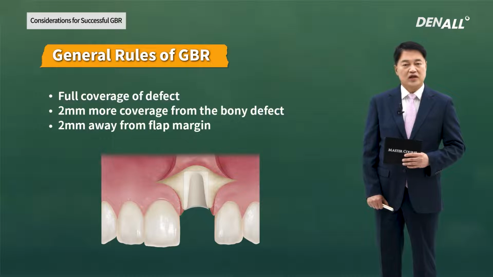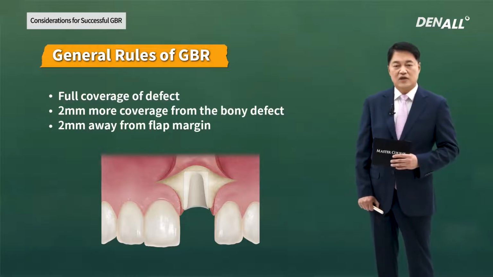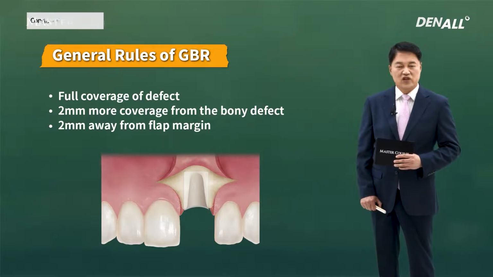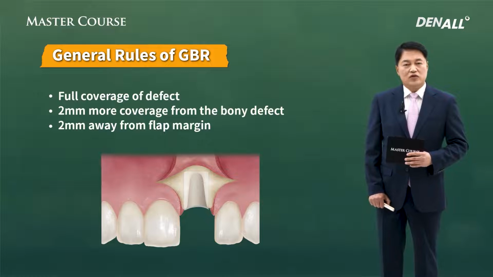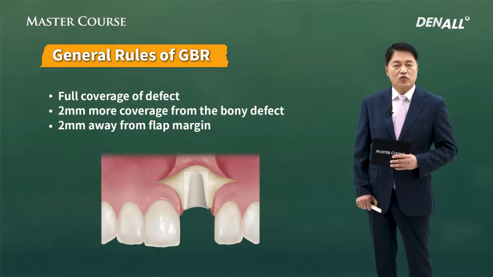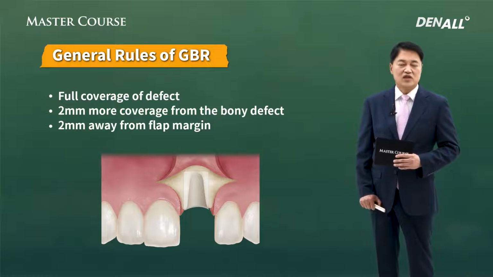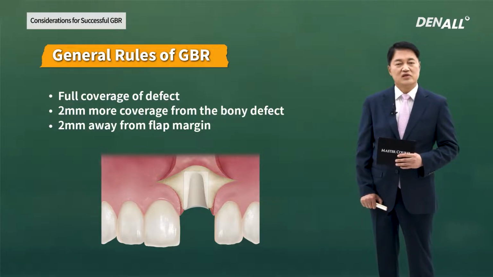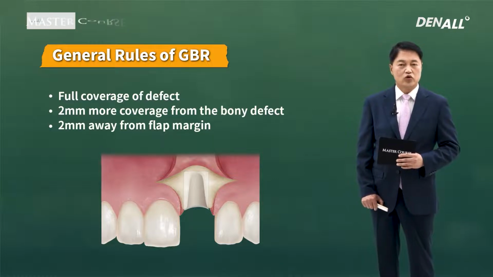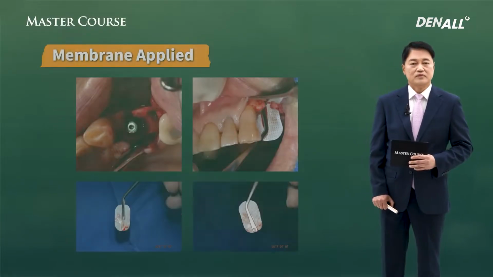This is an image that we should all remember when we do GBR. In gray is the bone defect, and the white part is the membrane. The membrane should fully cover the defect, and it should cover over 2 millimeters of the bone defect. It should not interfere with primary wound coverage, and it should be slightly apart from flap margin. Always remember this image. When you apply membrane, please stick to these 3 principles.